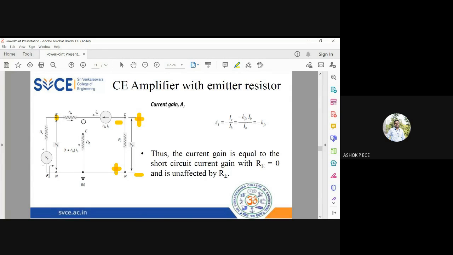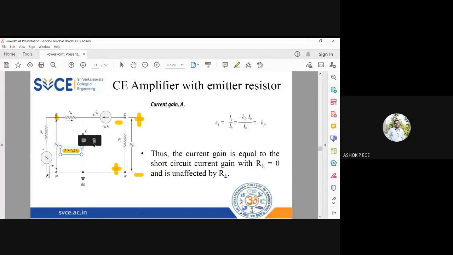And the emitter current is IE, and IE is equal to IC plus IB. Okay, and IC is beta into IB. So I can write the emitter current as 1 plus HFE into IB. That is what is written here. So don't think something unknown is written here.